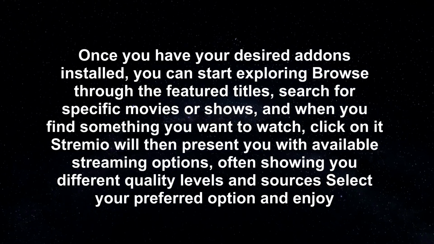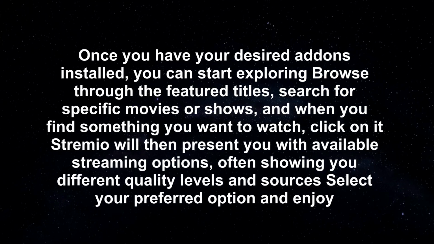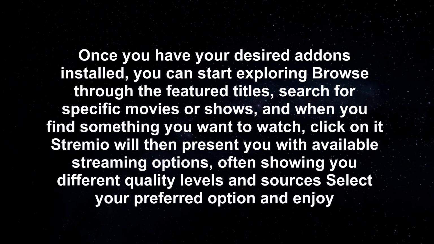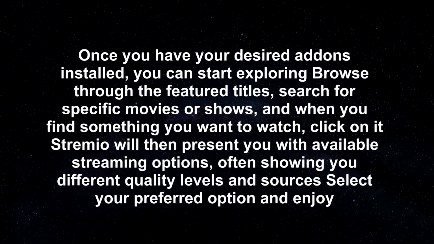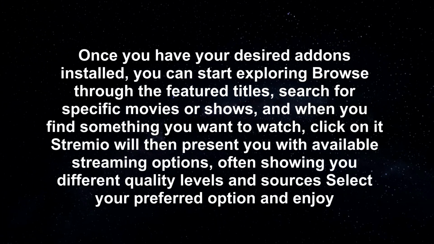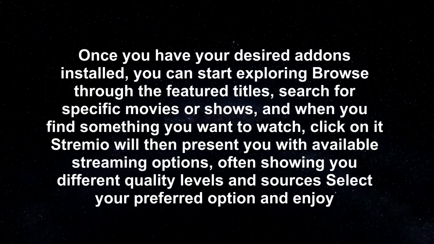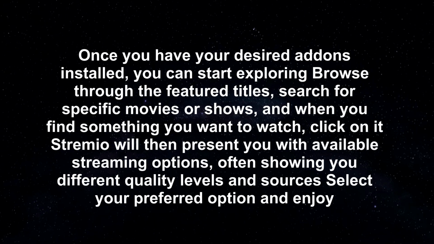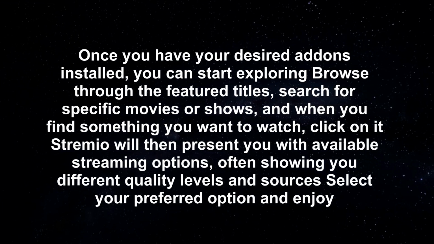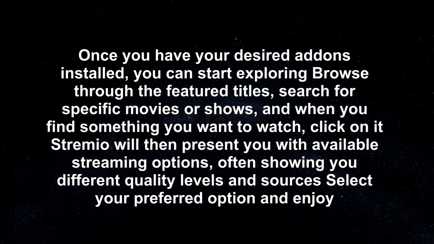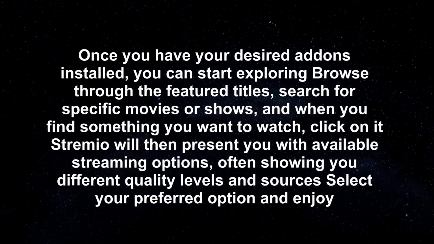Once you have your desired add-ons installed, you can start exploring. Browse through the featured titles, search for specific movies or shows, and when you find something you want to watch, click on it. Stremio will then present you with available streaming options, often showing you different quality levels and sources. Select your preferred option and enjoy.